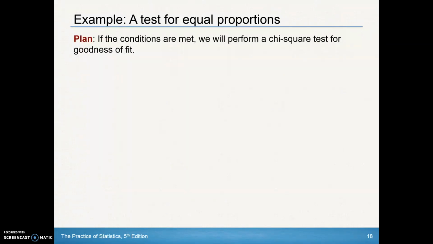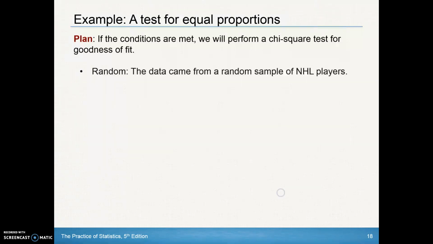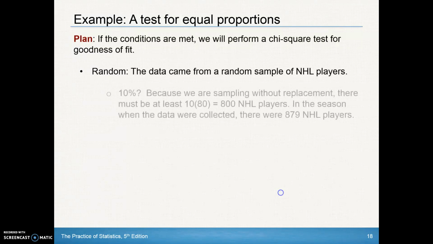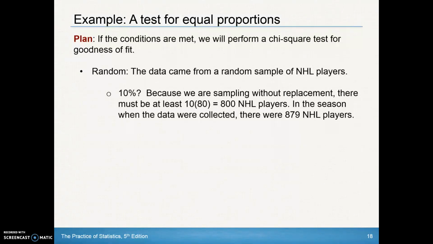Second box would be the plan. If all conditions are met, we'll perform a chi-squared test for goodness of fit. So we'll check for randomness, and the data does come from a random sample of NHL players. The 10% condition, we found that 10 times 80 is 800, and that is less than or equal to the number of NHL players, and there were 879 NHL players that season.